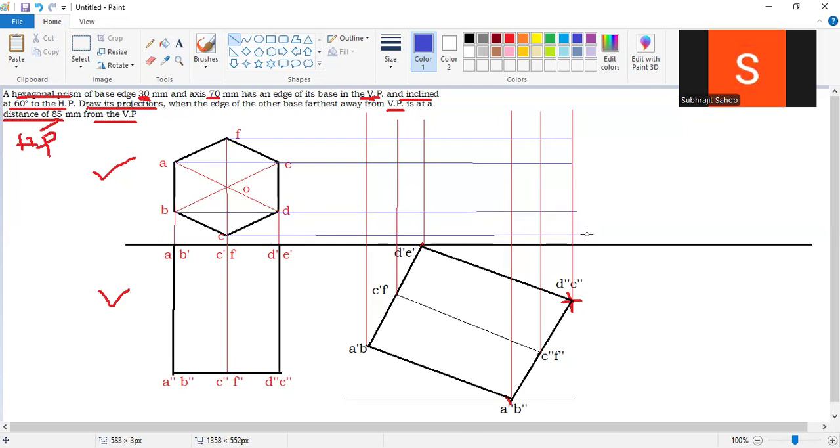Next, here also. So the next step is to find the intersection points. Find the intersection points: A dash, C. This is E, E dash. F, F dash. C, C dash. D, D dash.